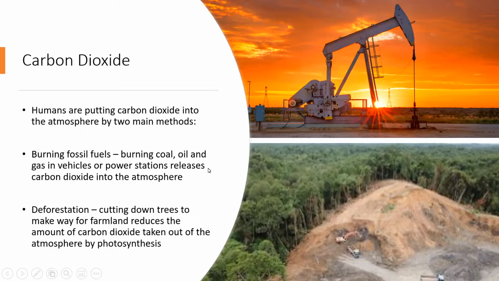And then the next one, deforestation. Rather than just putting carbon dioxide straight into the atmosphere, people cut down trees, like the forests people are cutting down here, to make way for farmland. They want to farm the land, obviously, to produce food. But if you cut down the trees, that reduces the amount of carbon dioxide taken out of the atmosphere. You're stopping it being taken out of the atmosphere. Deforestation is the main one. The crops they plant will take some out, but not as much as the trees.